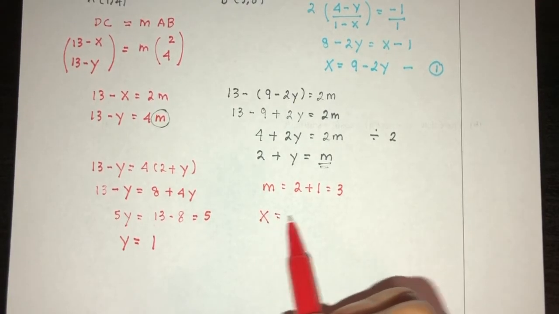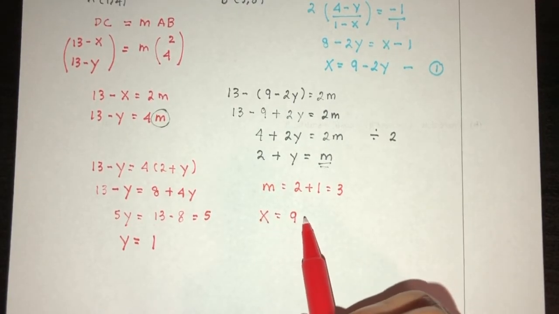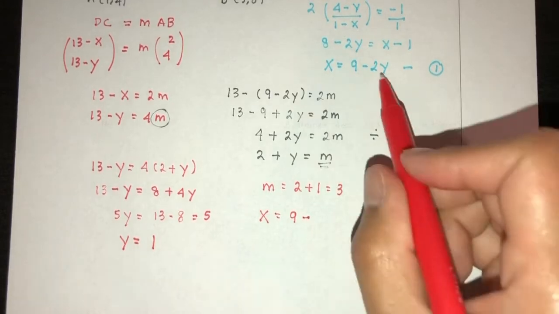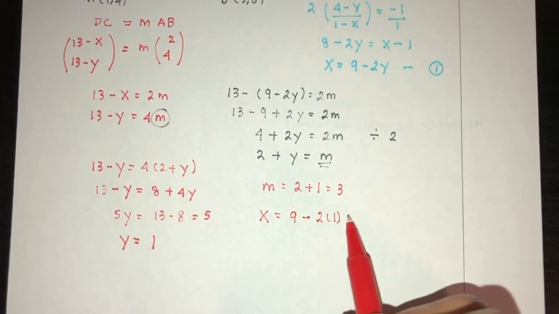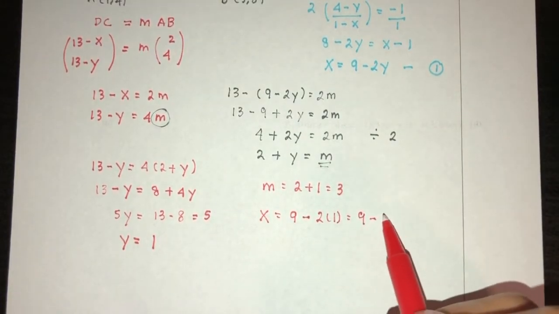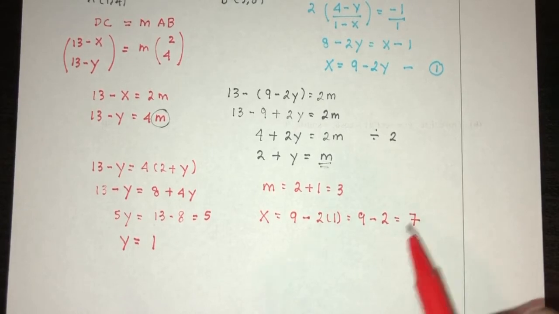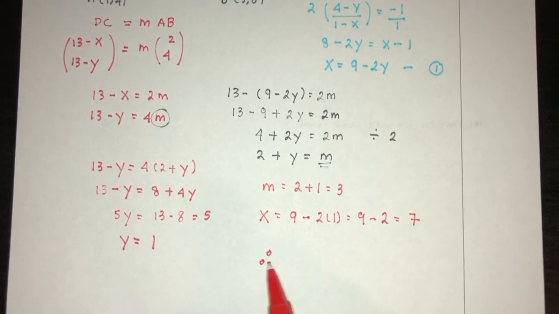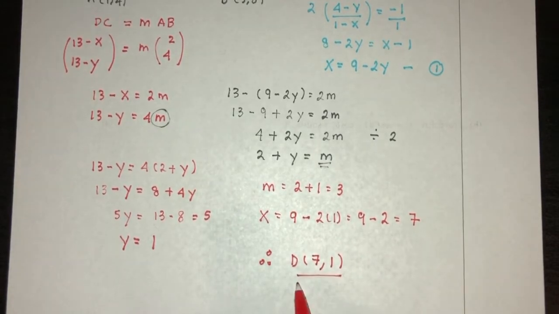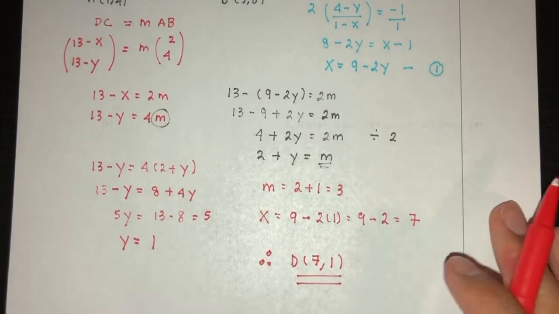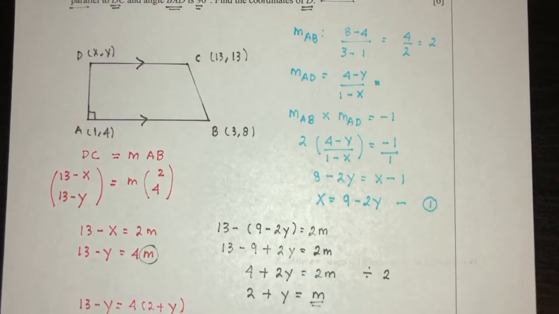So x has to be 9 minus 2y, so 2 times y. That will be 9 minus 2, that will be 7. So you have found your point D, which is 7, 1. This is your point D, and as you can see, we did this step by step. Okay, so that will be question number 6.